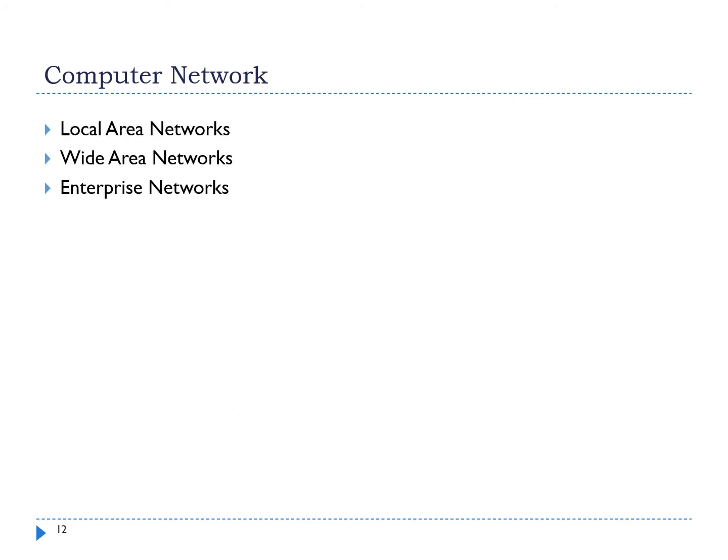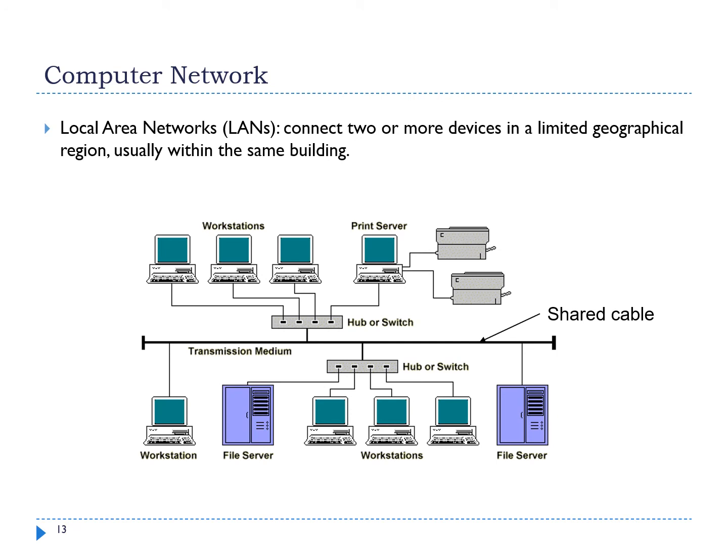Okay, let's take a look at the various types of computer networks: local area network, wide area network, and enterprise network. Local area networks, we also call them LAN. It is a computer network in a limited geographical area, say within a building, so that every device on the network can communicate with every other device. Most LANs today use Ethernet, which we will discuss later in the chapter.